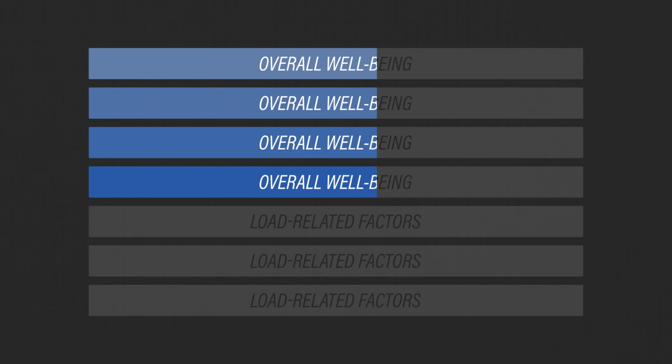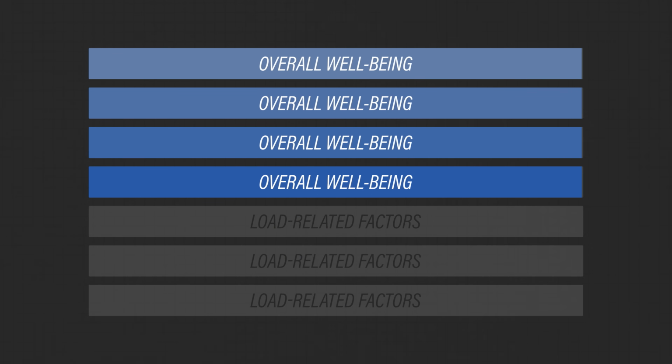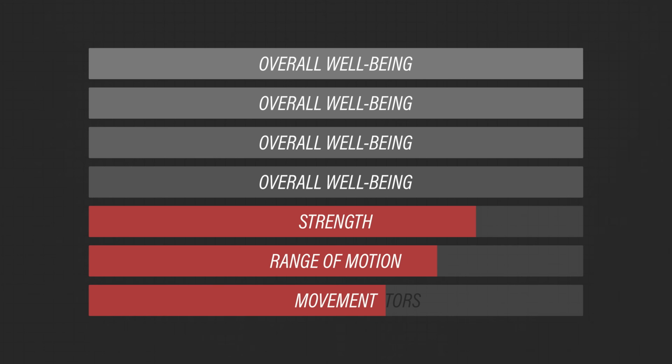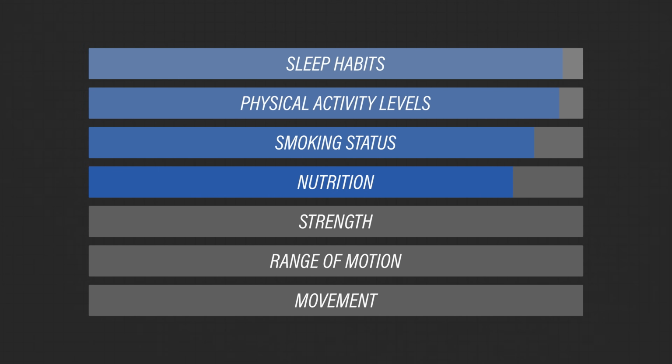The other component of the answer relates to your overall well-being. As much as we like to focus on load-related factors and emphasize the strength, range of motion, and movement of the shoulder, a person's general health status can impact the onset or persistence of symptoms, such as sleep habits, physical activity levels, smoking status, nutrition, etc. This is truer for some people than others.